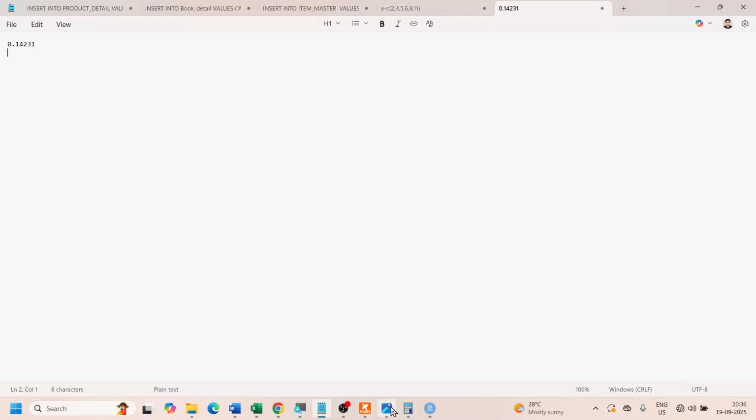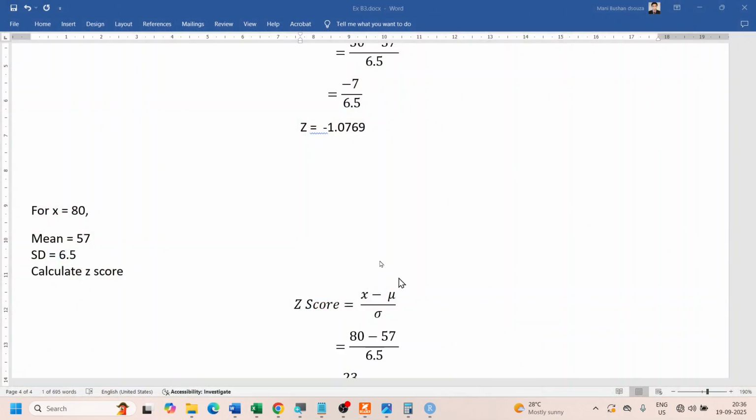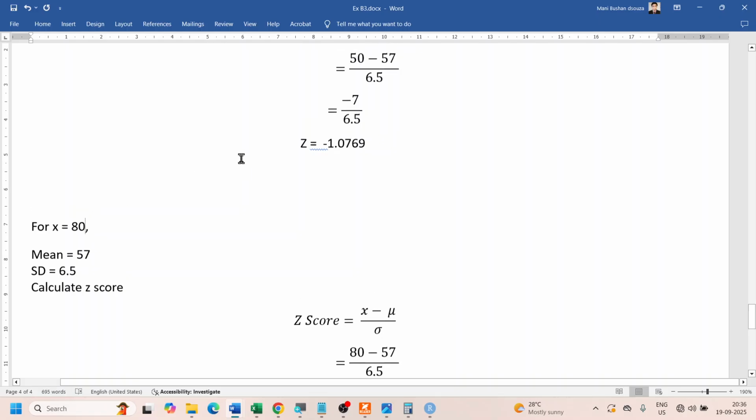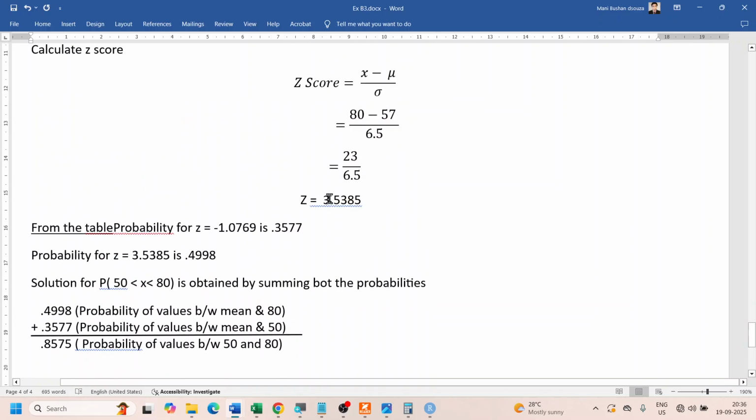Now let us look at the second one. Let me go to the second value, which is here for 80. So this is for 50. Let us go for the 80. 80 is 3.3. I will not take the other two values. I will just ignore these two values. So I'm going to take 3.5 under 3.